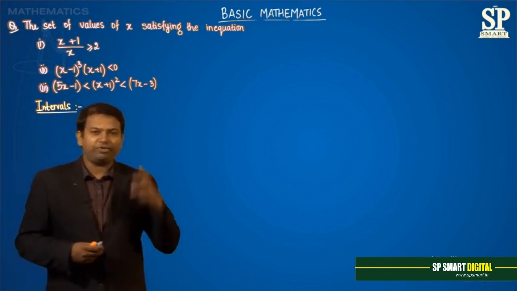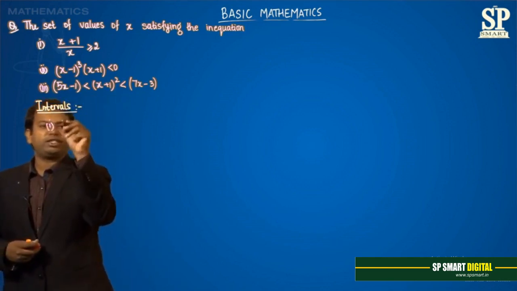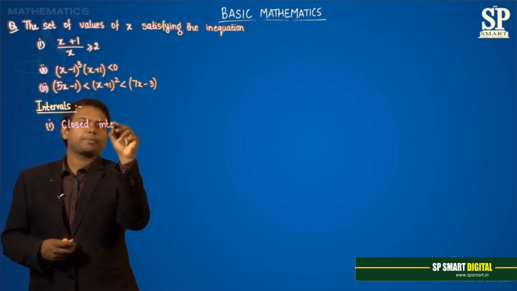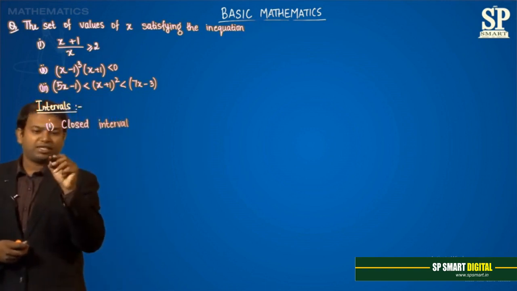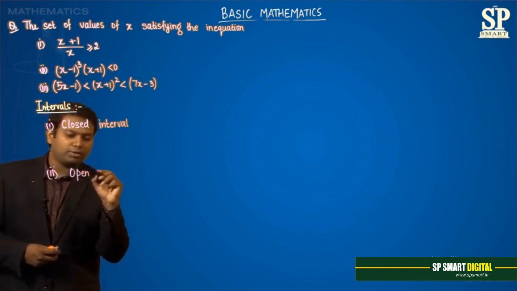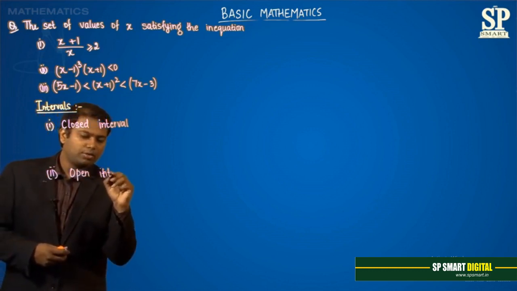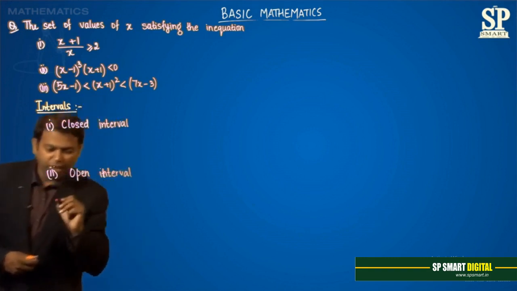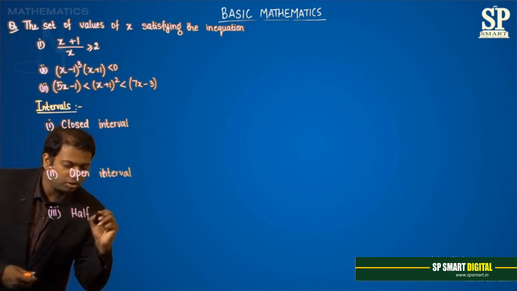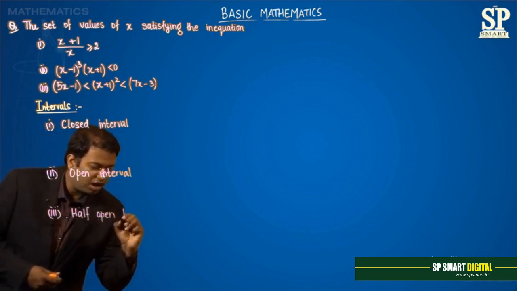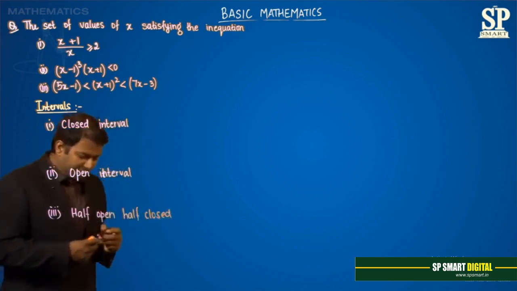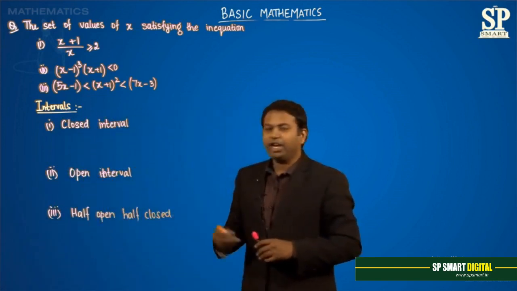Intervals are basically of three types. First one is known as closed interval. Second one is known as open interval. And the third one is known as half open, half closed. So what do we basically mean by these three intervals?